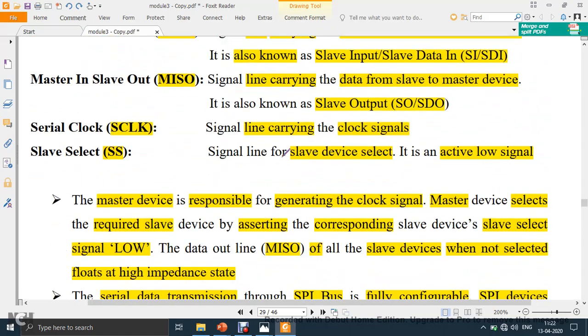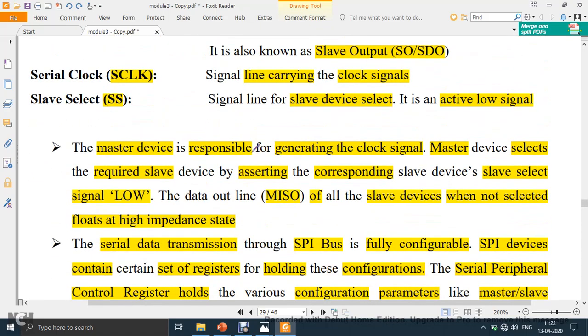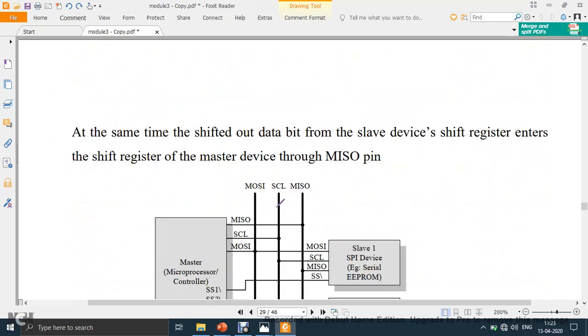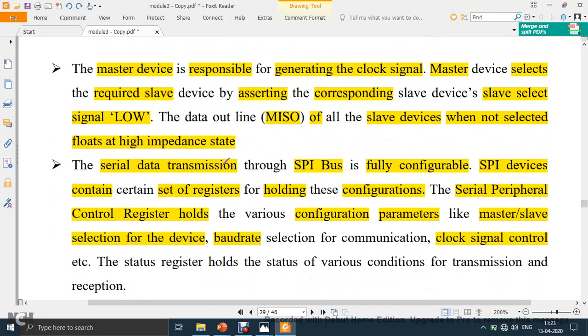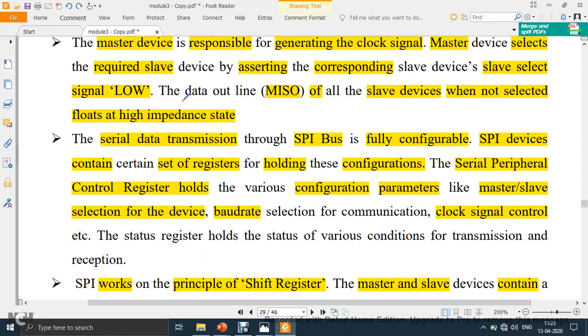So how does the communication take place? The master device is responsible again for clock generation, similar to I2C. Master device selects the required slave device by asserting the slave select signal low. As I told, it is active low, so to select a slave device, you have to output a logic 0. Suppose you output a logic 0 here, that means you are selecting slave 1. Then the data out line MISO of all slave devices when not selected floats at high impedance.